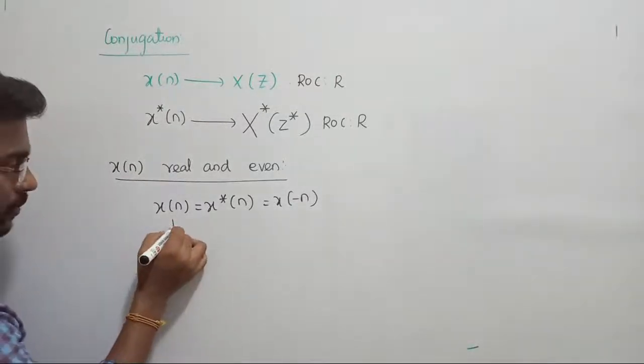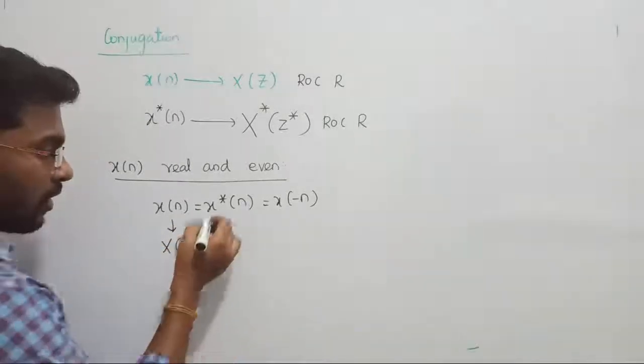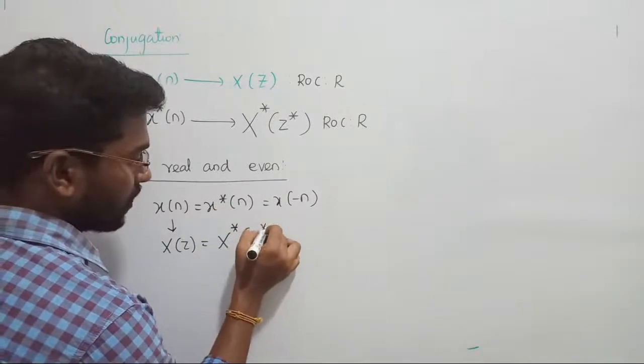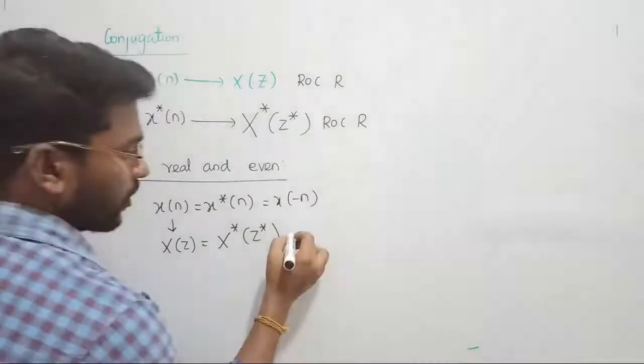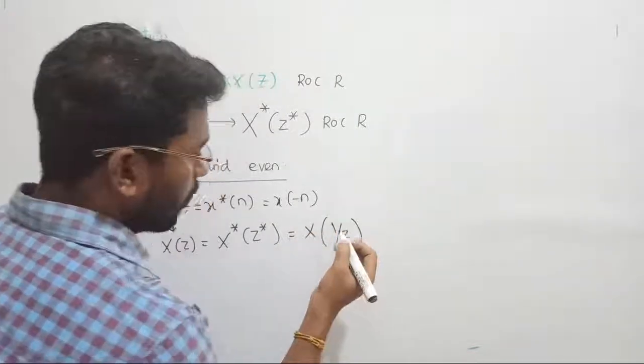Now, just now we have observed what observation we took. For x of n, its corresponding transformation can be defined as x of z. For x conjugate of n, its corresponding z transformation can be defined as x conjugate of z conjugate. For x of minus n, its corresponding z transformation can be defined as x of 1 upon z.